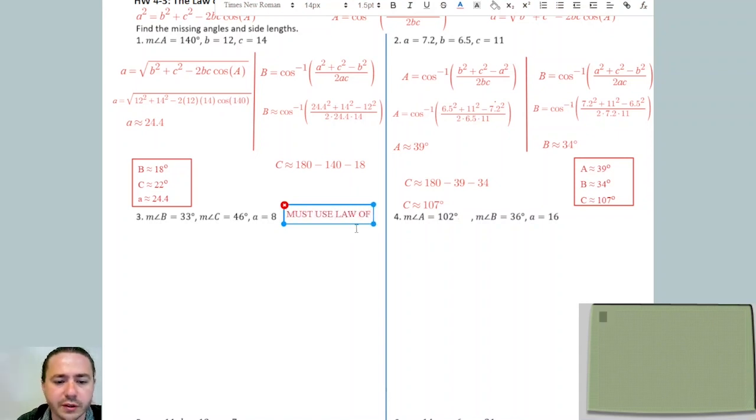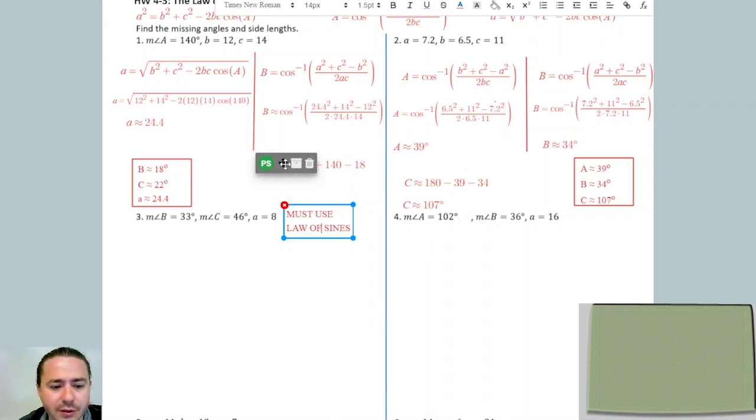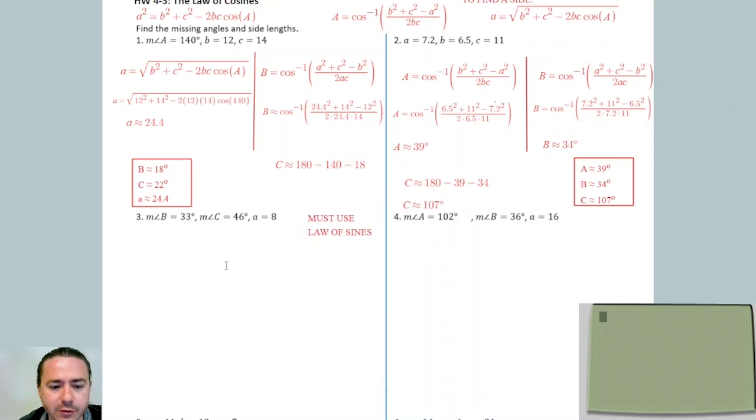Now, if we have a choice, I'm going to use law of cosines just for today because that's the focus of the homework. But if we have to use law of sines, then we've got to use law of sines. Okay, so this is going to be one where we have to use law of sines. So we're going to need angle A first to be able to use law of sines, so we have our pair. So let's go ahead and do that.